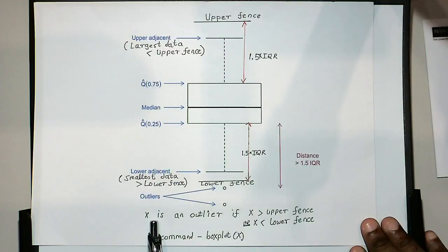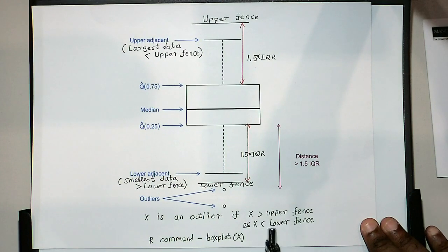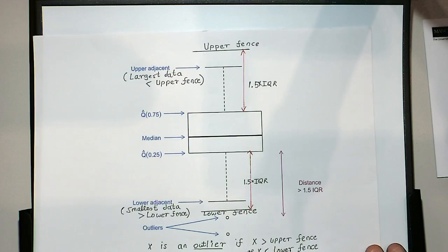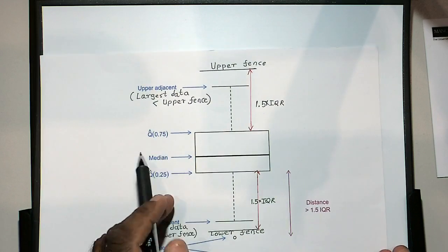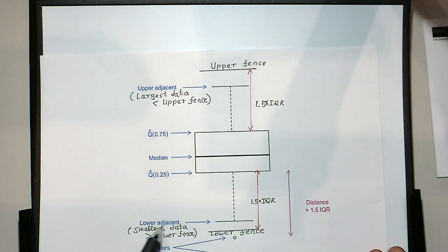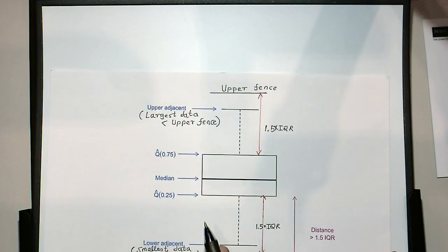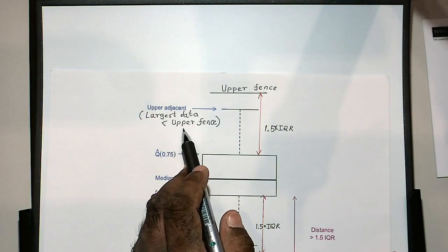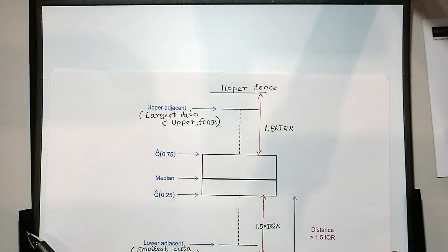So if X is a data point that is greater than the upper fence or smaller than the lower fence, then it's referred to as an outlier, right? Okay, and one more thing, there's something called the lower adjacent, and there's something called the upper adjacent. The lower adjacent is the smallest data point that is greater than the lower fence, right? Whereas the upper adjacent is the largest data point that is less than the upper fence, right?